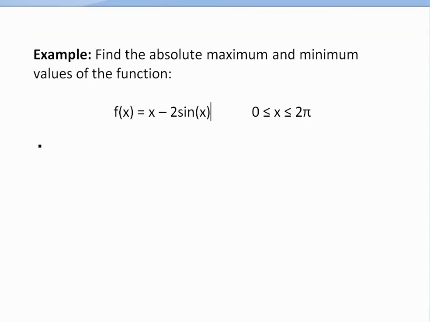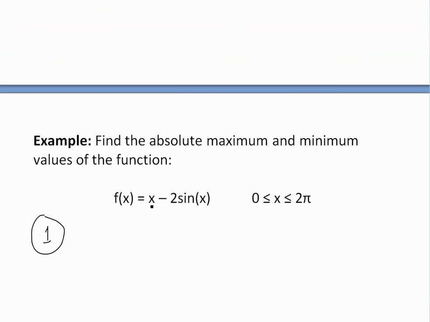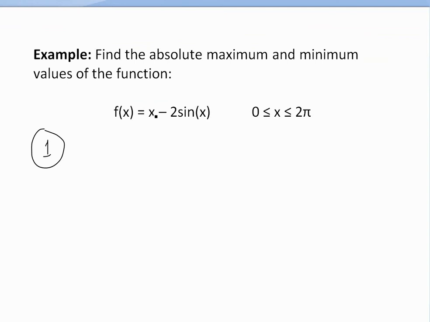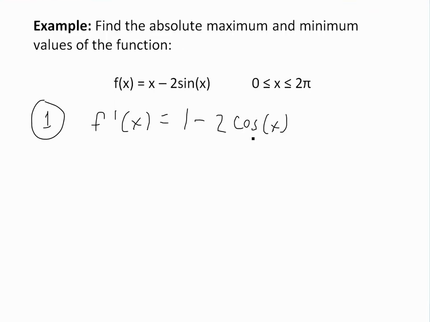The first step in finding the absolute maximum and minimum is finding the values of f at the critical points. To find the critical points, we first find the derivative of this function, which is f prime of x equals 1, the derivative of x, minus 2 times the derivative of sine, which is cos x. As you can see, cos x is continuous, so there are no sharp corners and the derivative exists at all points. So the only place to consider for critical numbers is where the derivative equals 0.